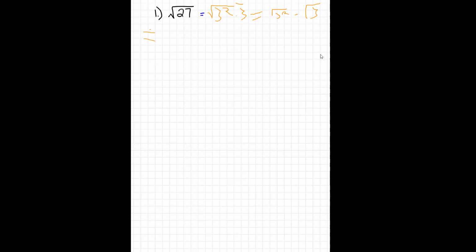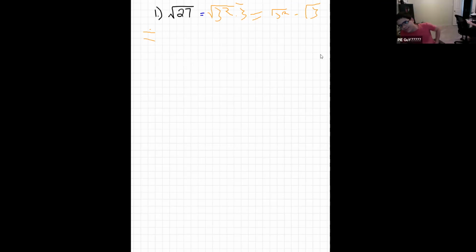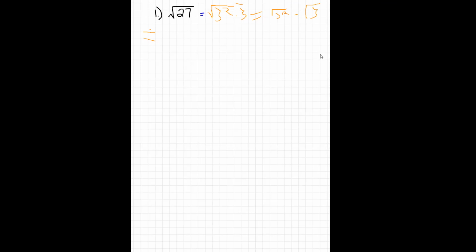Then you could write that as just 3, because the square root of 3 squared would just be 3, because you're just taking away the square. So that would just be 3 times the square root of 3.